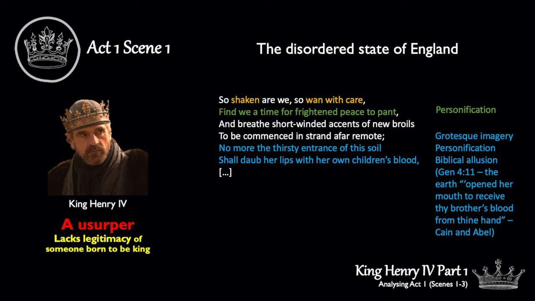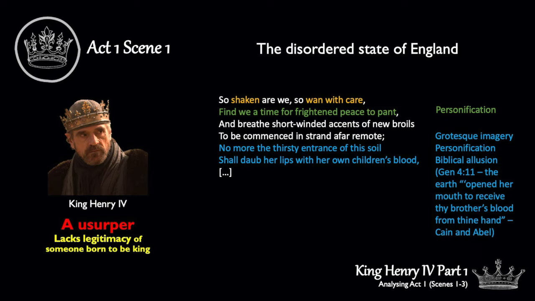Yet, Henry is hopeful that the bloody civil war may come to an end. In this line, "No more the thirsty entrance of this soil shall daub her lips with her own children's blood." This metaphor represents the earth as a grotesque and unnatural mother devouring her own children, the men of England swallowed up by the dry mouth of English soil.